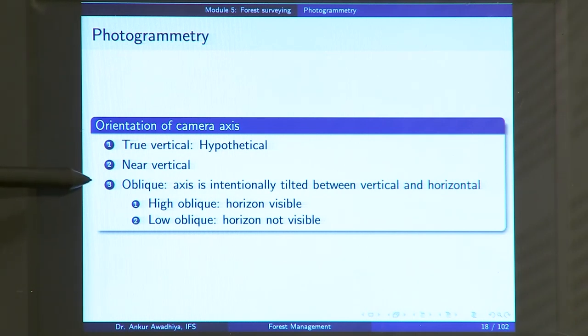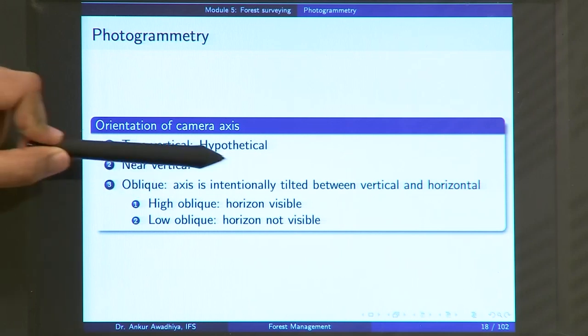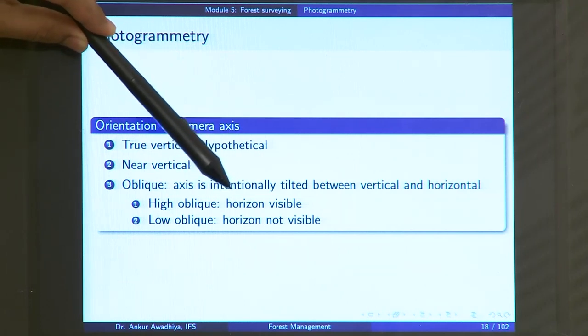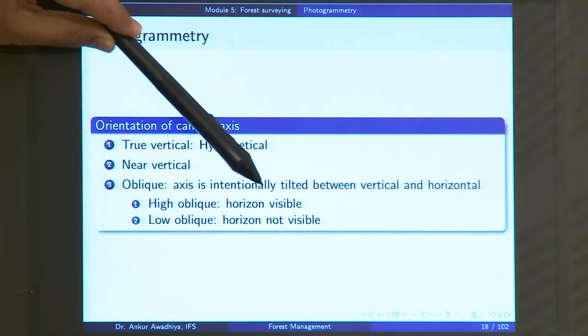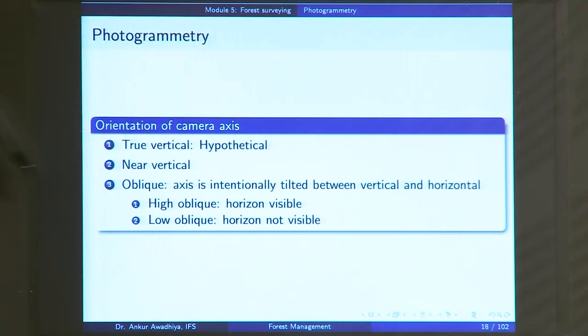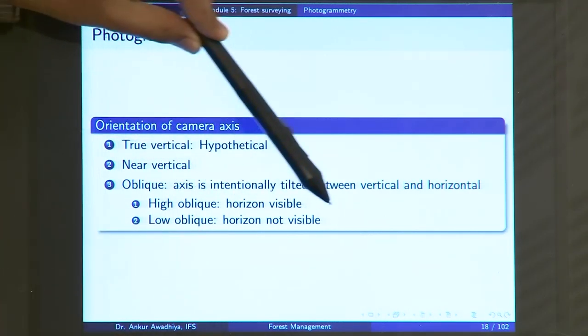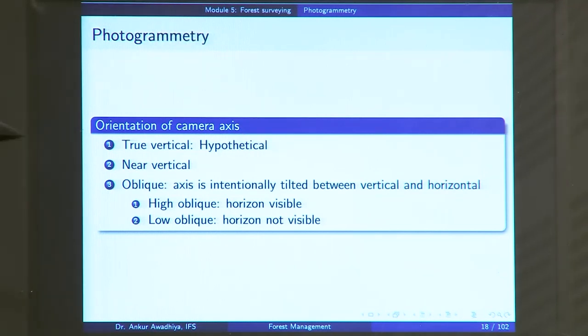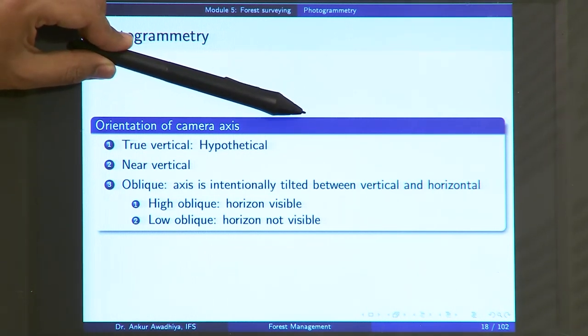Or you can have a camera that is taking an oblique image, in which case the axis is intentionally tilted between vertical and horizontal. So in this case, when the satellite is moving, the camera is tilted like this, and so when it is moving, it is taking images at an angle. So it is not taking images vertically, it is taking images at an angle. Now this angle can be a high oblique angle or a low oblique angle. So when we say high oblique angle, you are keeping the axis like this.